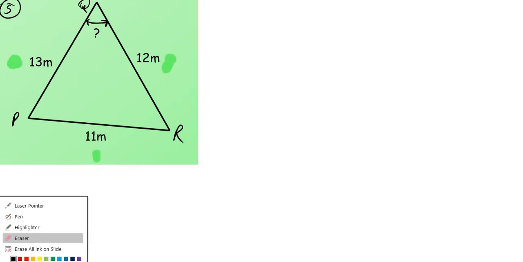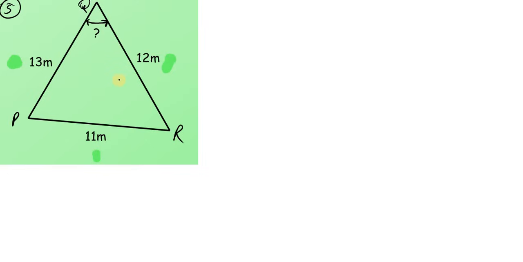Can we use the cosine rule though? Yes. You said yes, you're correct. Cosine rule is when we're dealing with all three sides and the included angle.